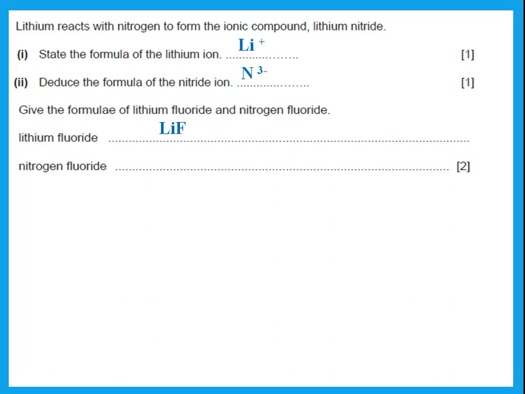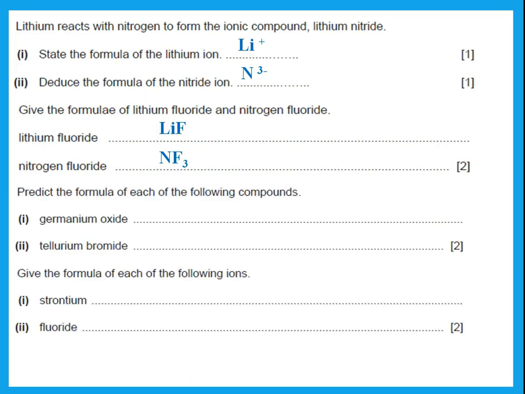What about nitrogen fluoride now? N and F, but the valency of nitrogen is what? Is 3, so it has to be NF3. You put the valency of 1 under the other.